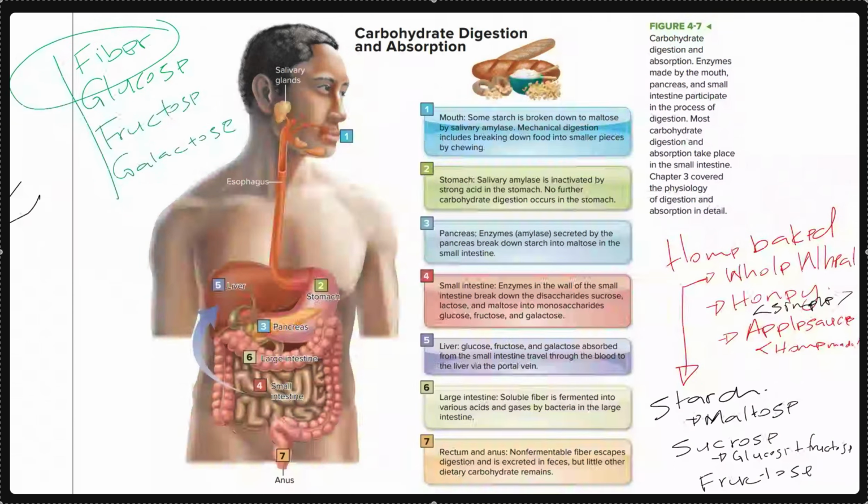Soluble fiber is fermented into various acids and gases by the bacteria in large amounts. Those are the soluble fibers. The insoluble fibers add to the weight of your fecal matter. They absorb water and make your bowel movements a little bit easier. And then they'll be excreted through the rectum and the anal area. That's how the food is digested. You're swallowing it always.